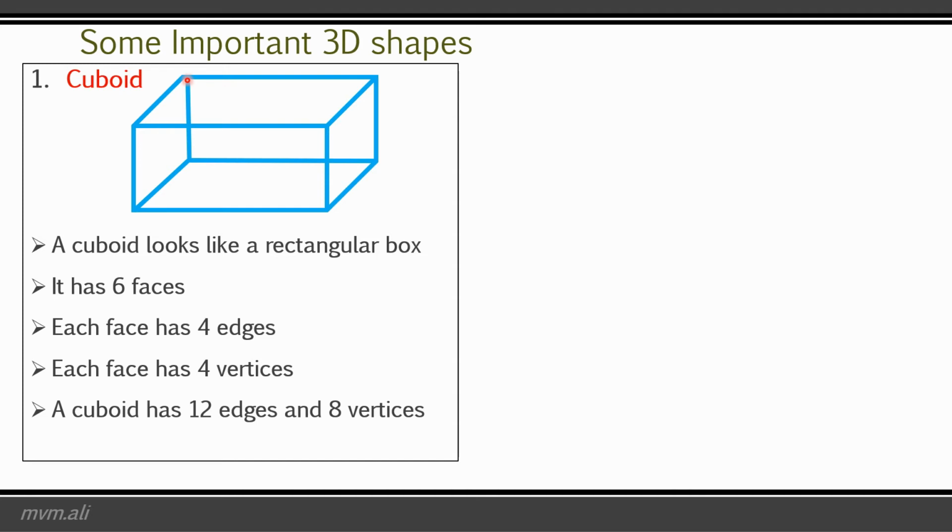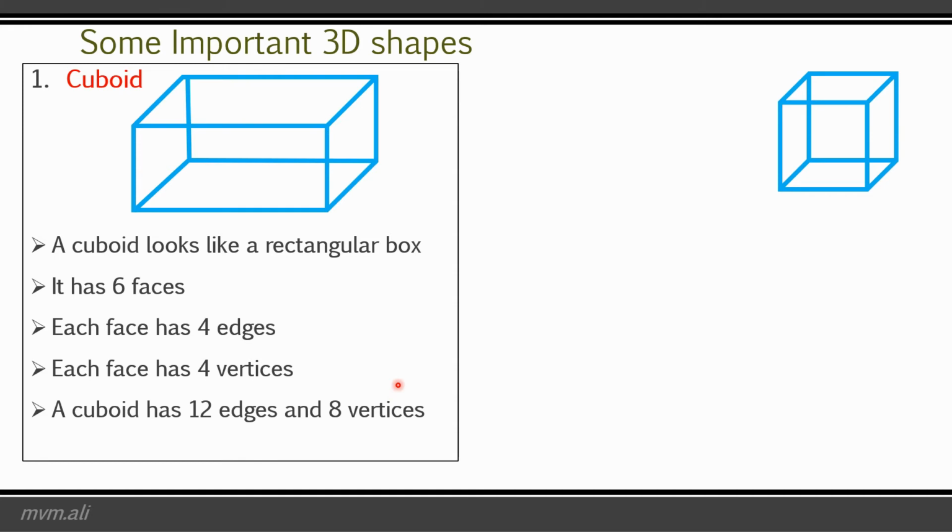Okay, let's count it. 1, 2, 3, 4, 5, 6, 7, 8, 9, 10, 11 and 12. So in total a cuboid has 12 edges. And how many vertices are there? 8. 1, 2, 3, 4, 5, 6, 7 and 8.